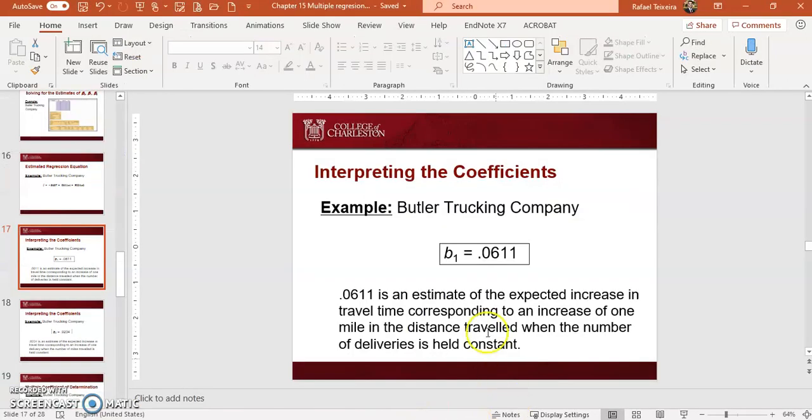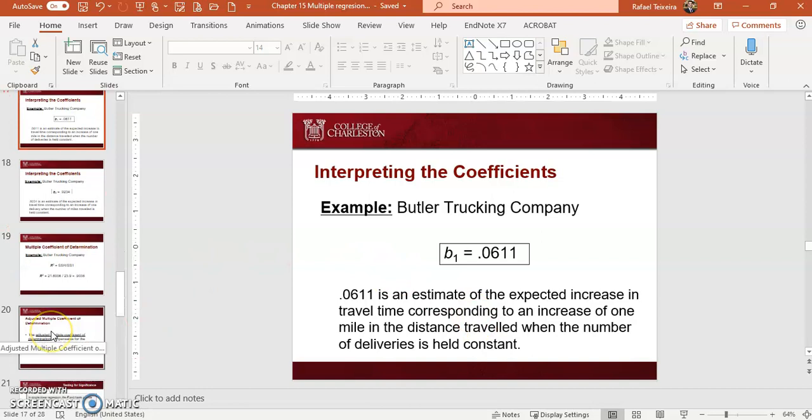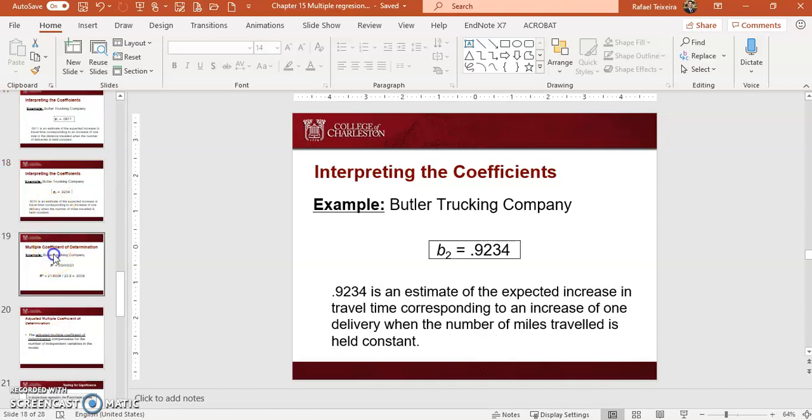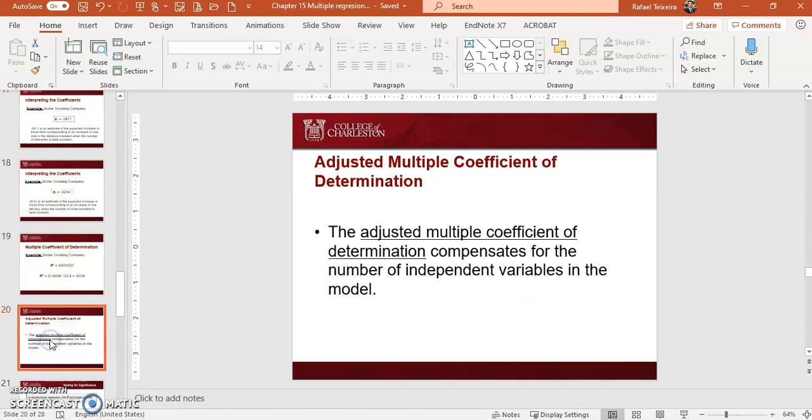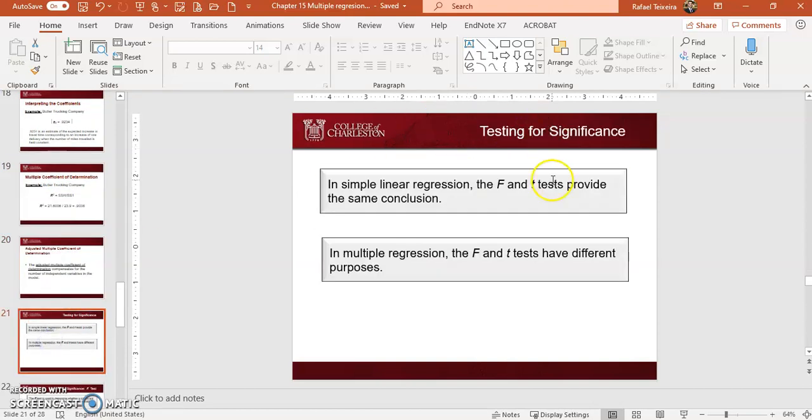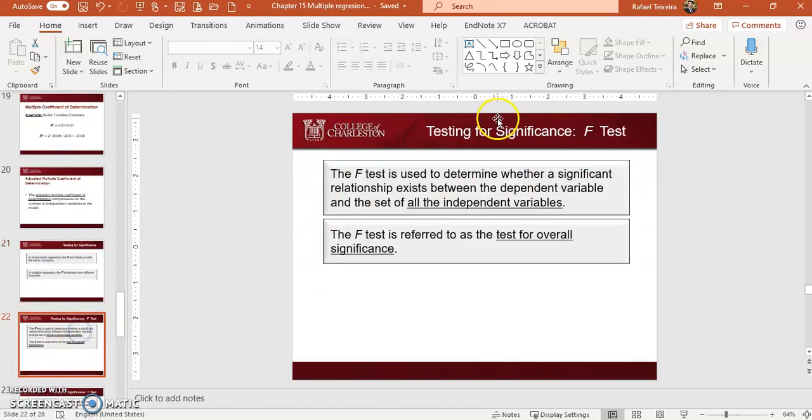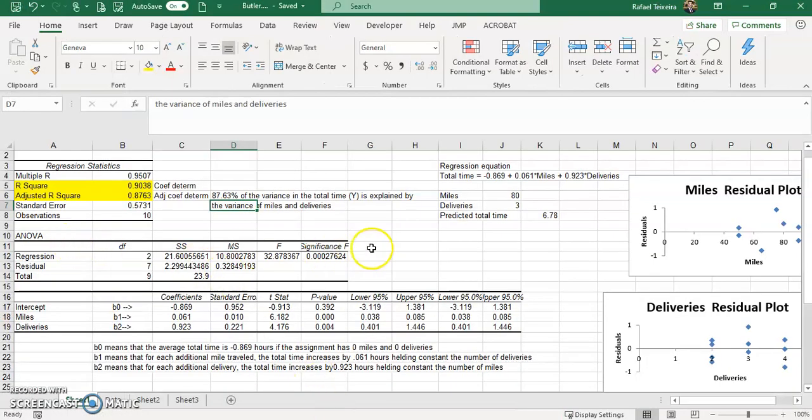Now I'm going to show you the test of significance, and these are topics where I covered the conceptual discussion in more detail in chapter 14. This is the application in chapter 15. Okay, so let's talk about the test of significance. We have two tests of significance here. The first test of significance is the F-test. Let me show you. This is the F-test.